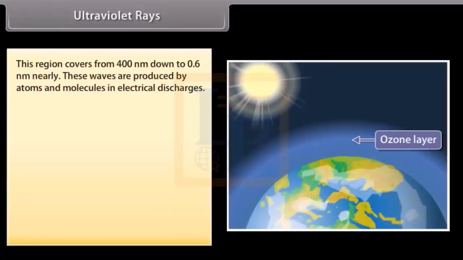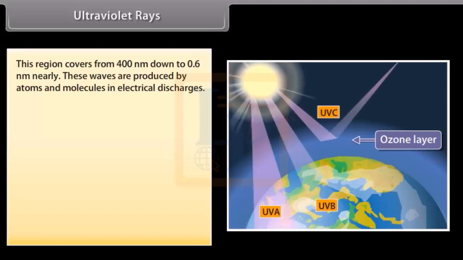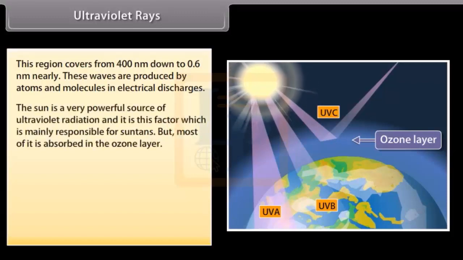Ultraviolet rays. This region covers from 400 nanometer down to nearly 0.6 nanometer. These waves are produced by atoms and molecules in electrical discharges. The sun is a very powerful source of ultraviolet radiation, and it is this factor which is mainly responsible for suntans, but most of it is absorbed in the ozone layer.